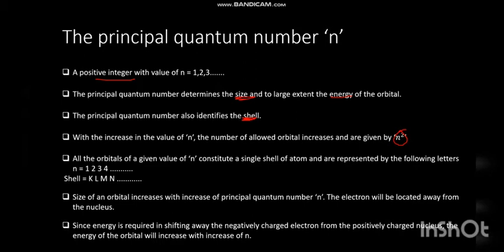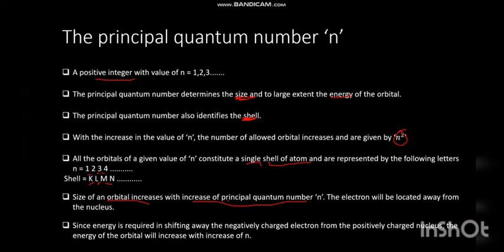All the orbitals of a given value of n constitute a single shell of an atom and are represented by the following letters. If n is 1, then the corresponding shell is K. If it is 2, then L, 3, then M, and so on. The size of an orbital increases with the increase in the principal quantum number. This is a very important point. So orbital size increases if there is an increase in the principal quantum number, and the electron will be located farther away from the nucleus.